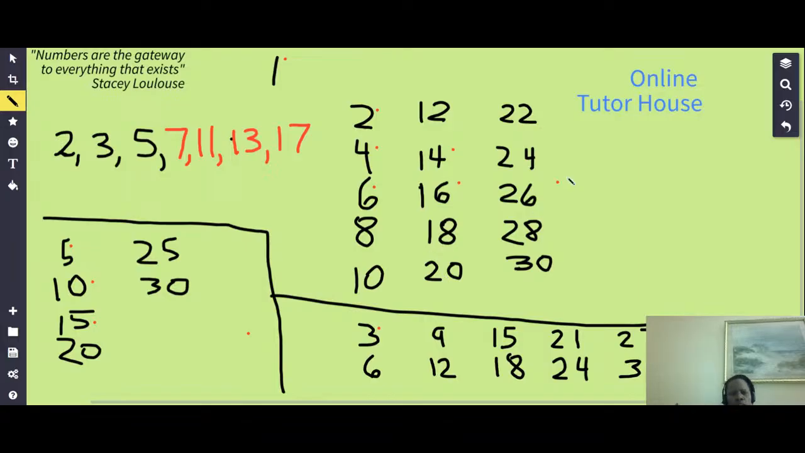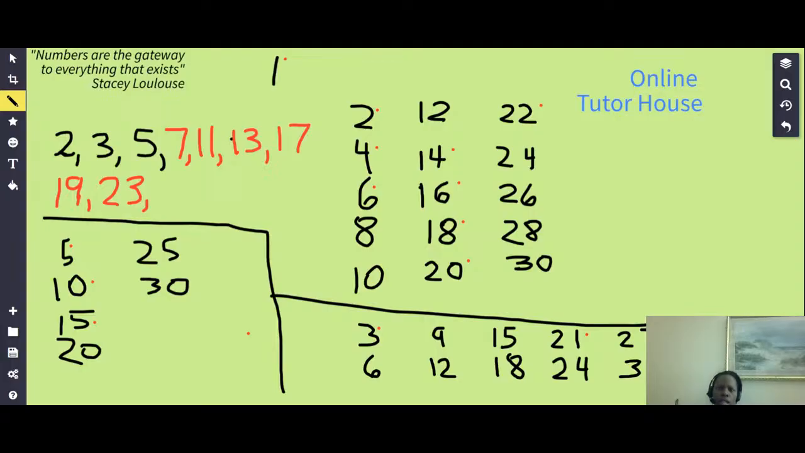Oh, look, 17 is missing. So 17. Whatever numbers are missing from our multiples are the primes. Okay, so 17, 18, 19 is missing. So we'll say 19 is next. 20, 21, 22. Oh, 23 is missing. So 23 is our next prime.